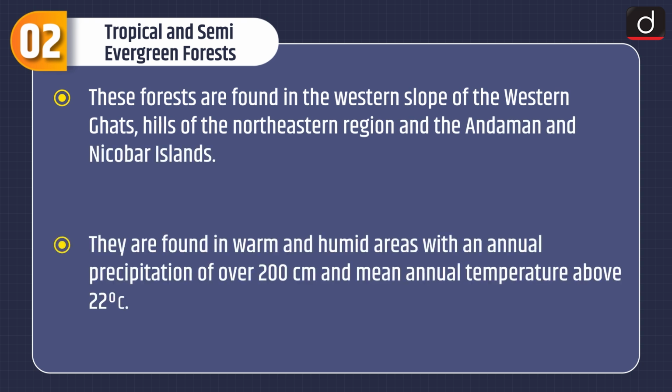First is tropical and semi-evergreen forest. These forests are found in the western slope of the Western Ghats, hills of the northeastern region and the Andaman and Nicobar Islands. They are found in warm and humid areas with an annual precipitation of over 200 cm and mean annual temperature above 22 degrees Celsius.